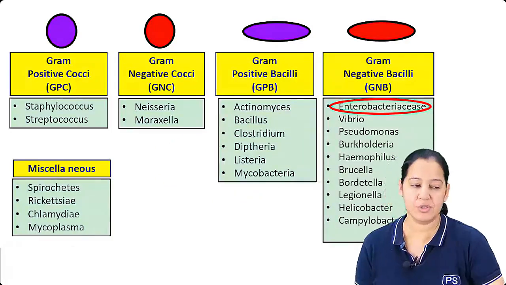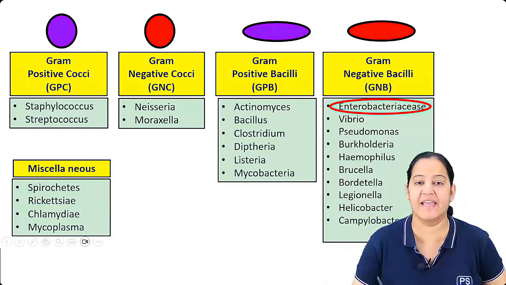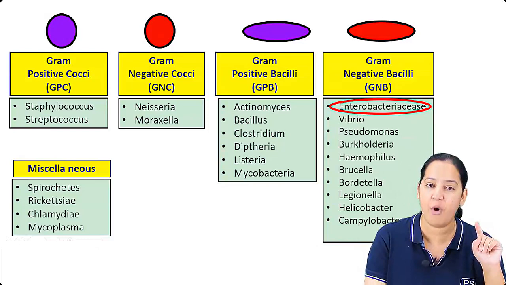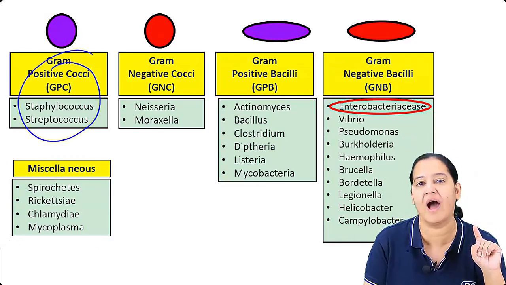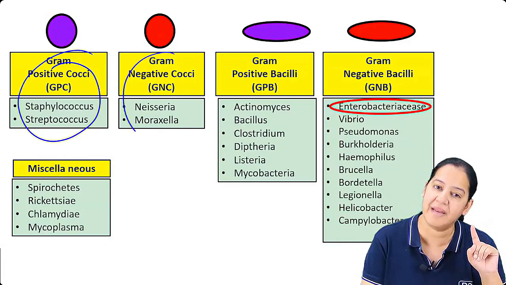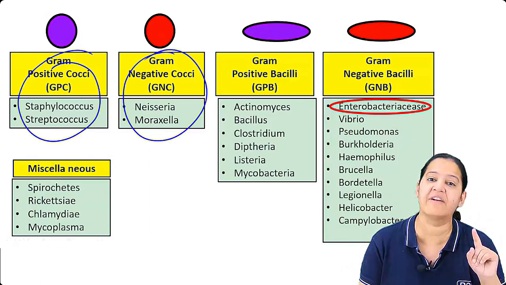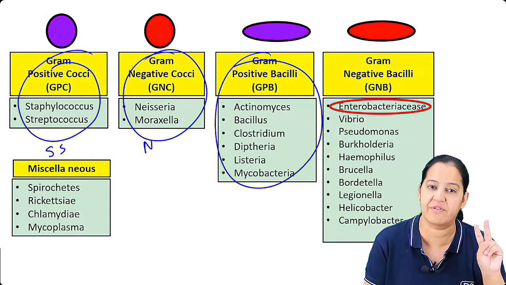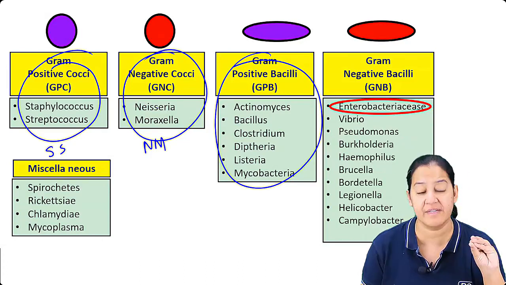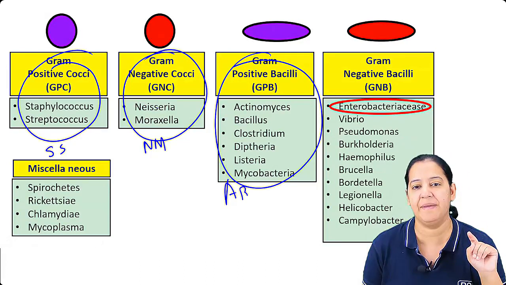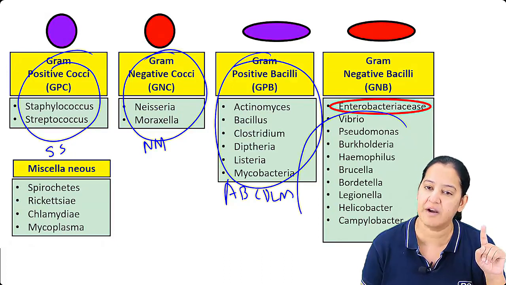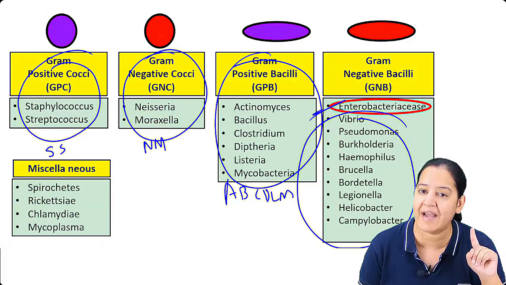I guess those who have attended my session yesterday, they may be knowing this classification very well. Okay, we have already covered gram-positive cocci. We have already covered gram-negative cocci. We have already covered gram-positive bacilli. So we have covered 2 bacteria here. We have covered 2 bacteria here. We have covered 6 bacteria here. A, B, C, D, L, M. In the gram-negative bacilli, we have covered all of them except Enterobacteriaceae.